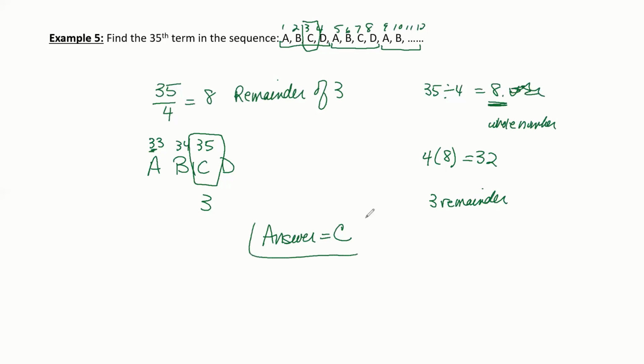So what we do: divide by the length of the sequence and see what the whole number is. Multiply back to see how much of that number we've taken care of, and see how much remains when you take that 35 that we're looking for and subtract that whole number part. That tells us our remainder. And that remainder tells you where you fit in that original sequence.